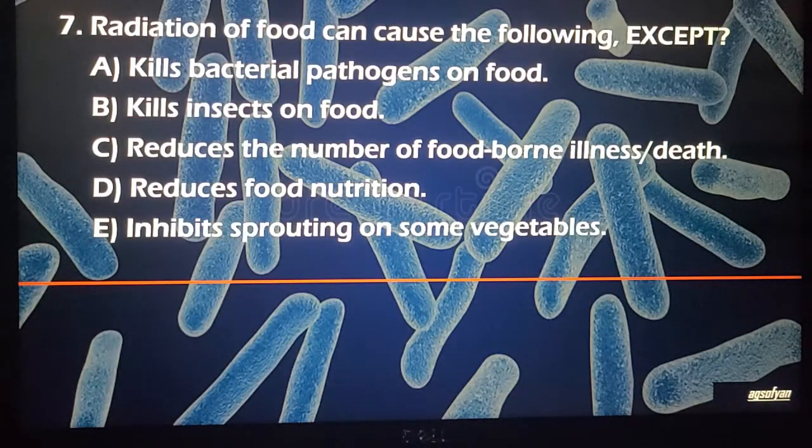Number 7, radiation of food can cause the following except A. Kills bacterial pathogens on food, B. Kills insect on food, C. Reduces the number of foodborne illness or death, D. Reduces food nutrition, or E. Inhibits sprouting on some vegetable. Choose your answer.